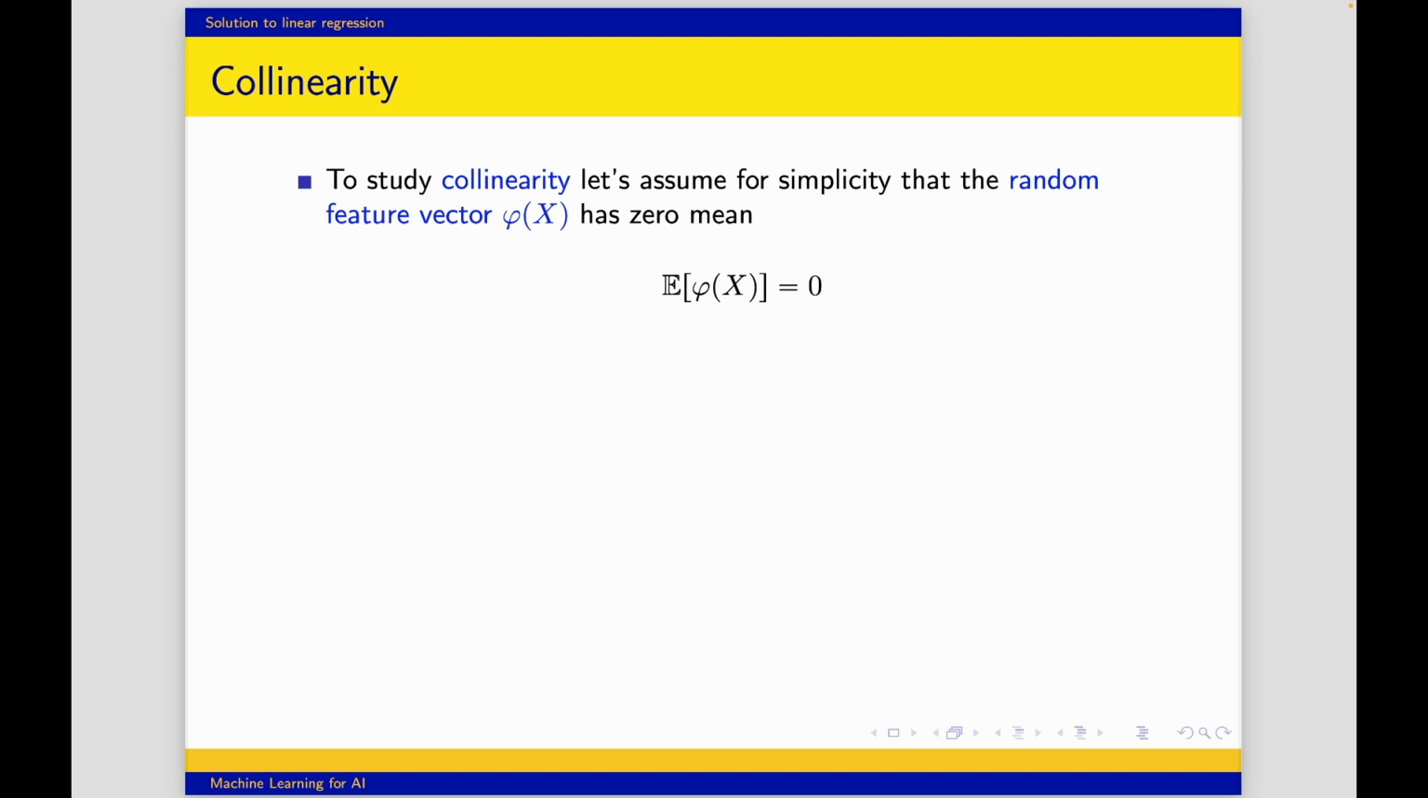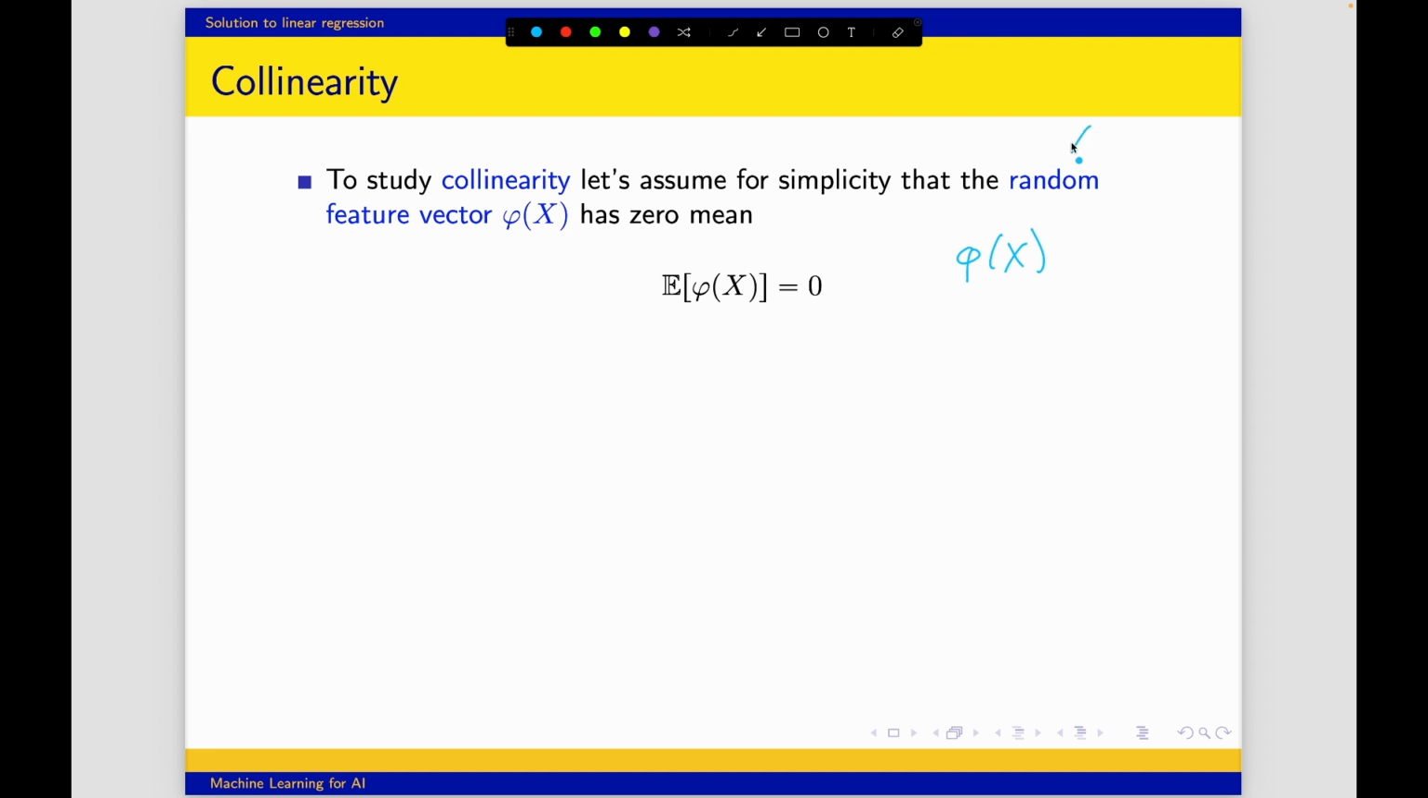Now, to study collinearity, we're going to need to understand something about the random vectors that we're using. So what are these random vectors? These random vectors are our feature maps psi of x for a random x.